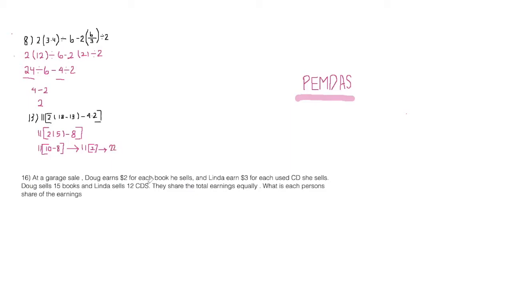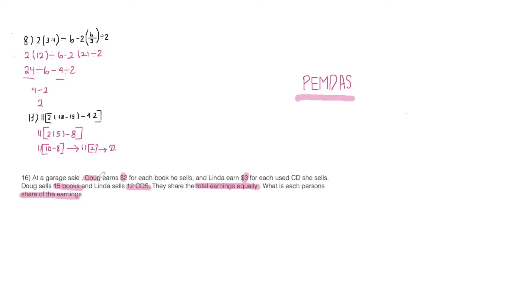So the last problem, number 16, is: at a garage sale, Doug earns $2 for each book he sells, and Linda earns $3 for each CD she sells. Doug sells 15 books, and Linda sells 12 CDs. They share the total earnings equally. What is each person's share of the earnings?